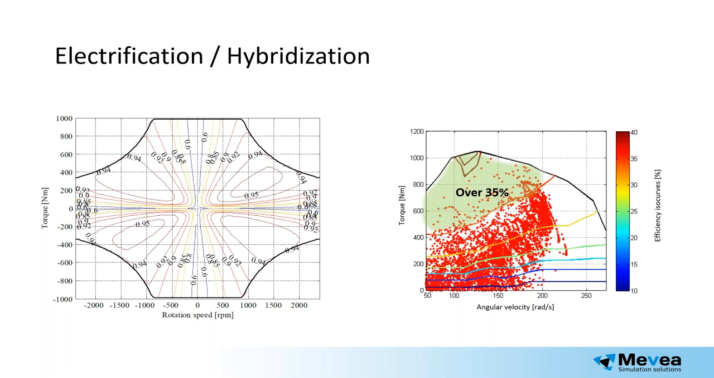Whereas when we go to the hybridization side, we can dimension the diesel engine in a way that we constantly drive the genset of a hybrid driveline at the maximum operational efficiency of the diesel engine. We never go to the poor efficiency area, so we take as much out of the diesel oil as possible.